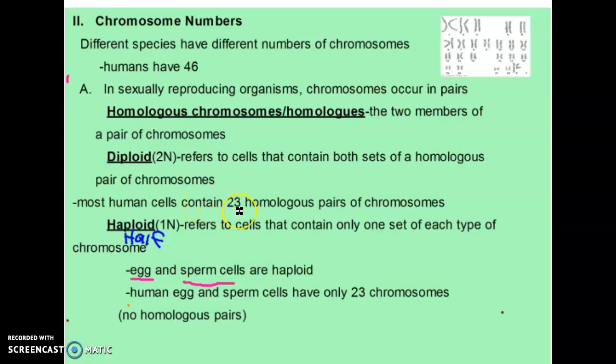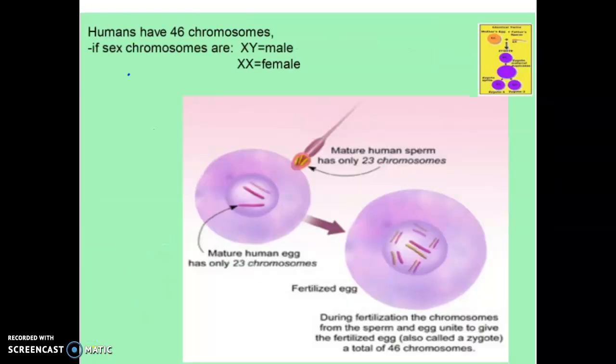So most of our cells have 46 chromosomes. As it turns out, our egg and sperm cells have only half that many. And again, we'll talk more about that as we move forward. But if this is an egg and this is a sperm, and let's say this has 23 chromosomes, this has 23 chromosomes, when they combine, they need to make a fertilized cell that has, in fact, 46 chromosomes.